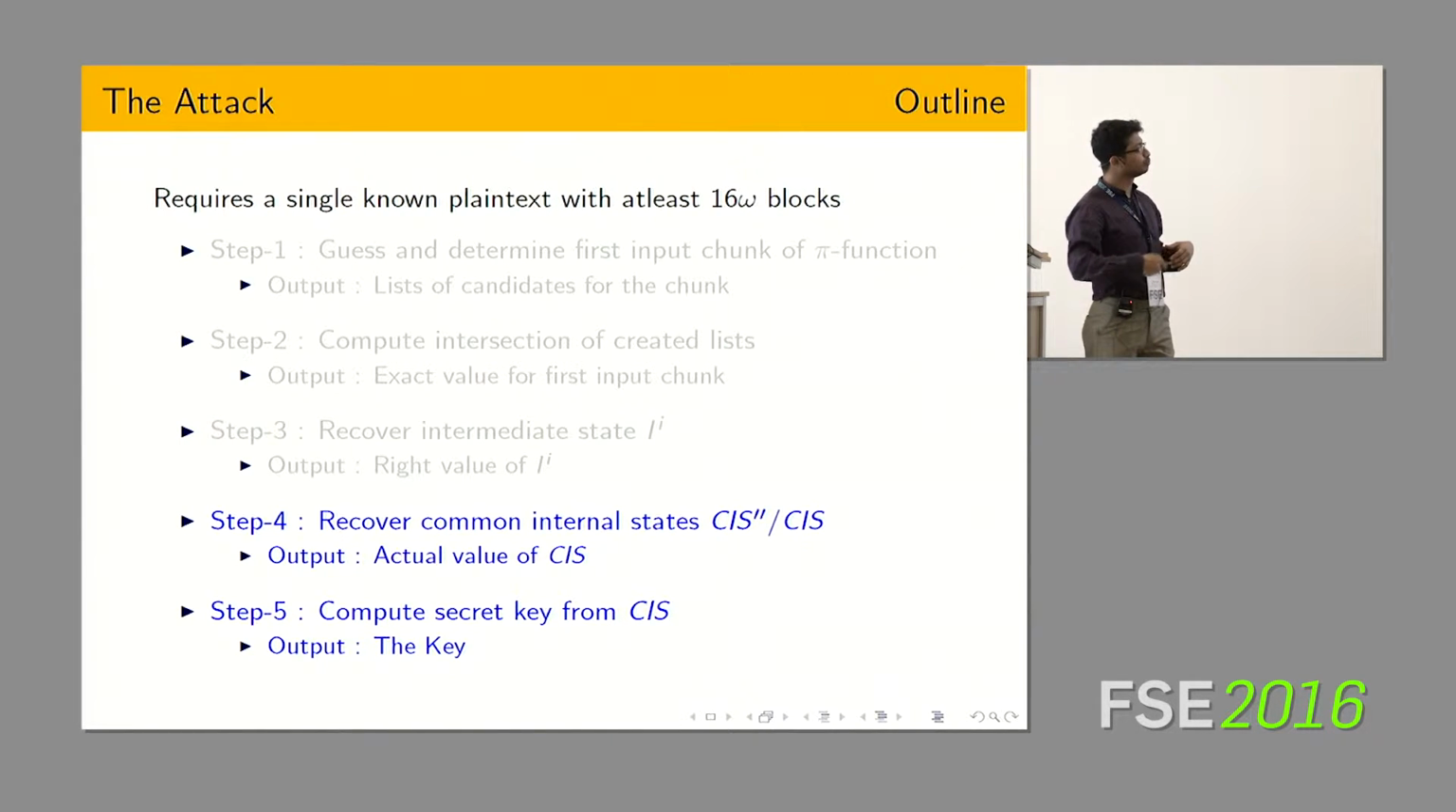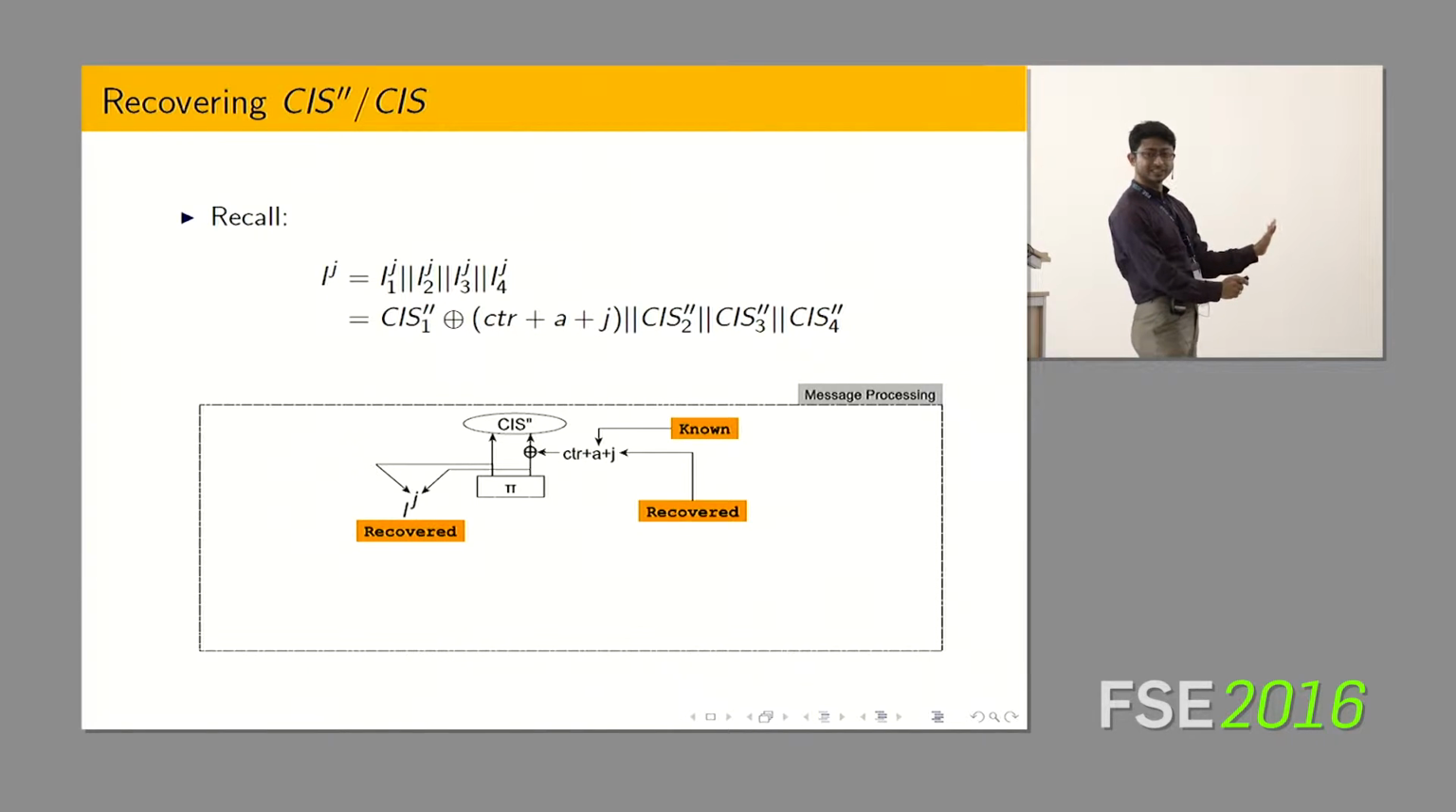We'll now look at both these steps together. So this is the scenario presently. We have this value of pi. We have recovered the input ij. We have recovered j. A is known because it corresponds to the total number of associated data blocks. The only thing we don't know is the value of the counter. This is the only obstacle before us to determine CIS, because everything else is known.